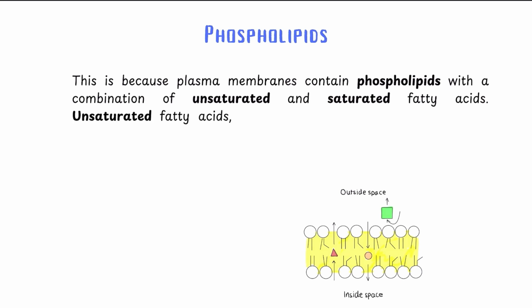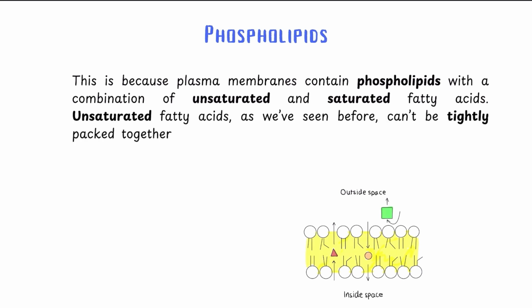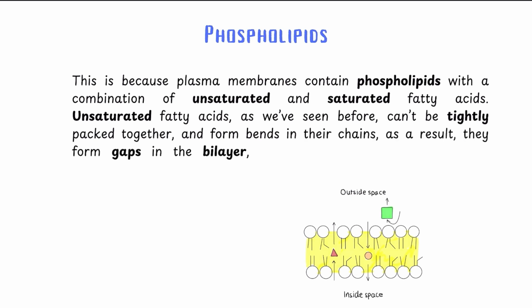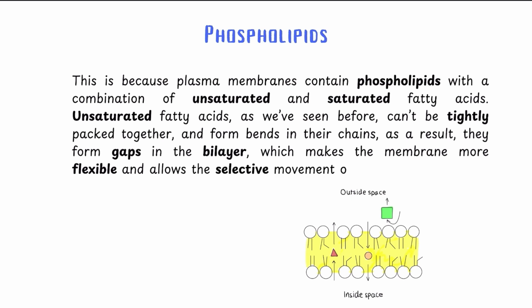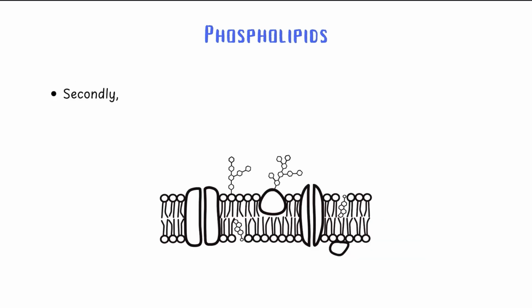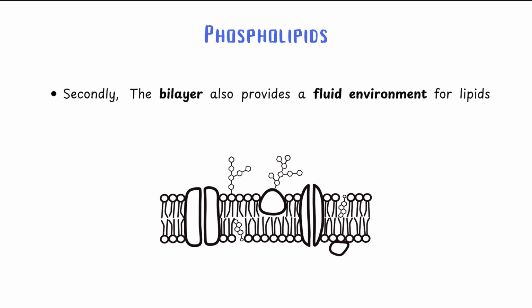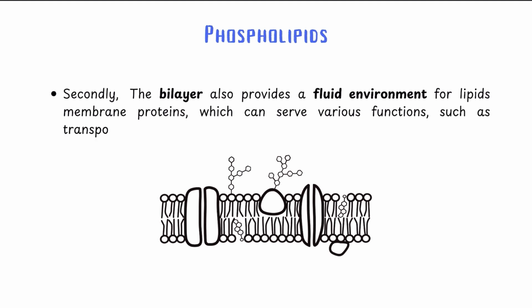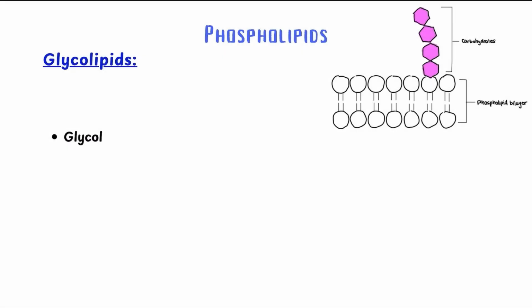Unsaturated fatty acids, as we've seen before, can't be tightly packed together. As a result, they form gaps in the bilayer, which makes the membrane more flexible and allows the selective movement of certain substances. Secondly, the bilayer also provides a fluid environment for lipids and membrane proteins, which can serve various functions, such as transport, signaling, structural support, and cell recognition.